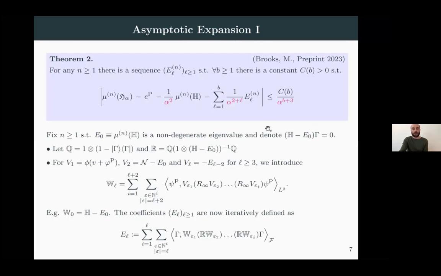Now, in the last result that I want to address for the confined Polaron, we want to say something more explicit about the B dependence of these error constants here. But before I come to that, I'll briefly review the main ideas of the proof of this statement.